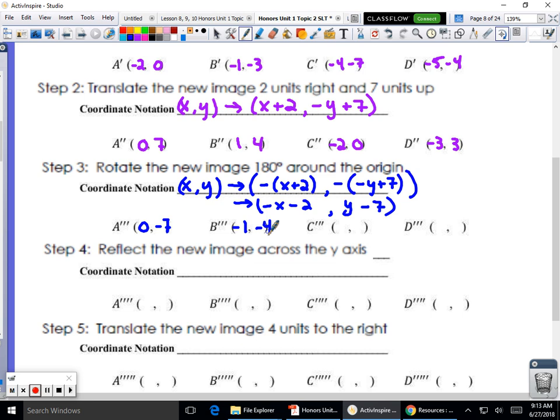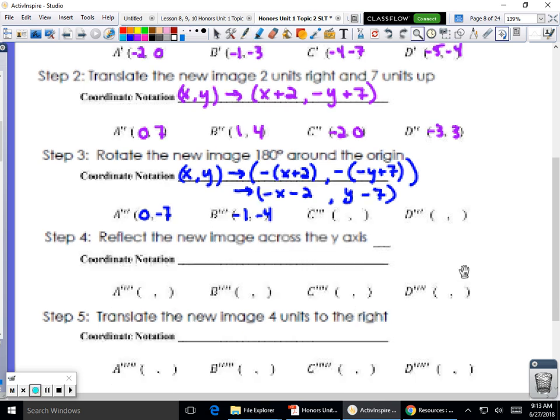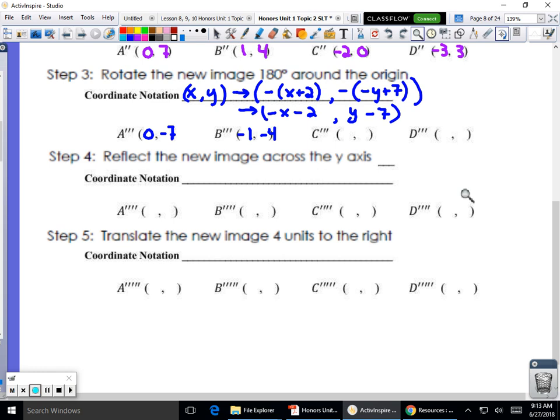So step 4 and 5 are written here. You're going to reflect the new image across the y-axis and translate the new image 4 units to the right. All right, go ahead and pause and get working on this.